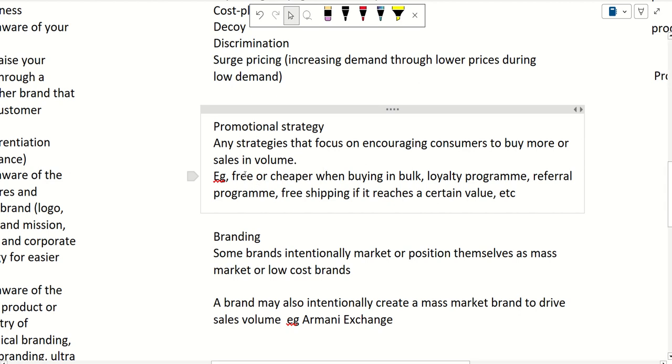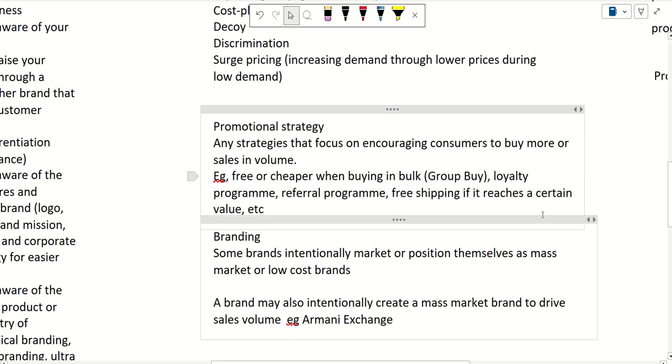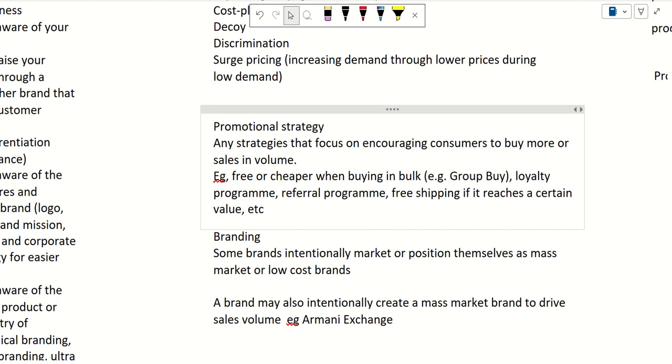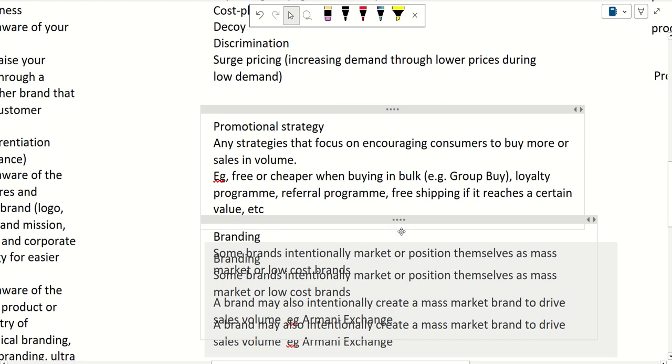So sometimes you offer something free or it's cheaper when you buy in bulk. I'm not sure whether you guys know of this thing, I forget the name, it's called group buy. Some of you may be involved in group buys. So for example, in a group buy, people are buying in bulk. So as a group they ask the seller, give me a discount or give me something. So loyalty program, referral program, all these are things that encourage them to come back to buy more. Free shipping, of course. A lot of people are very interested in that.